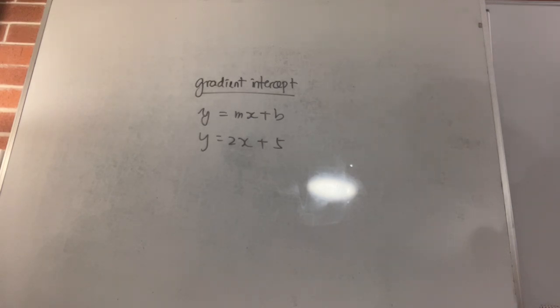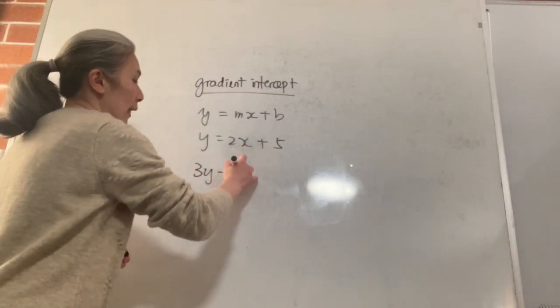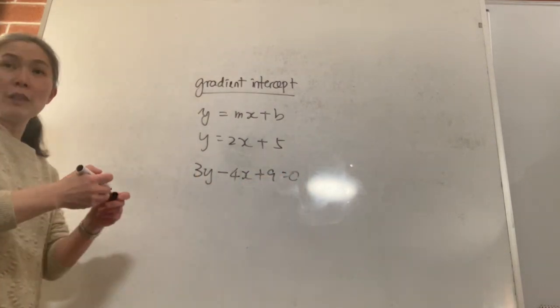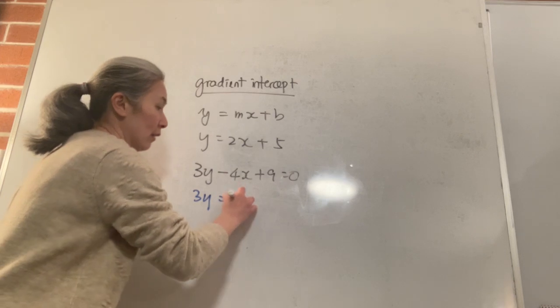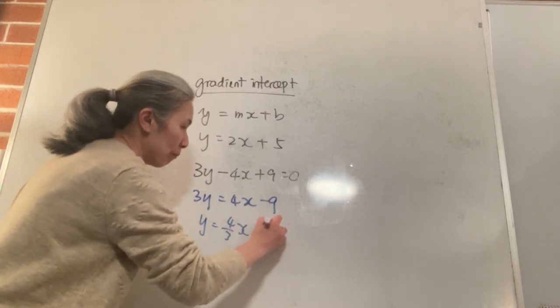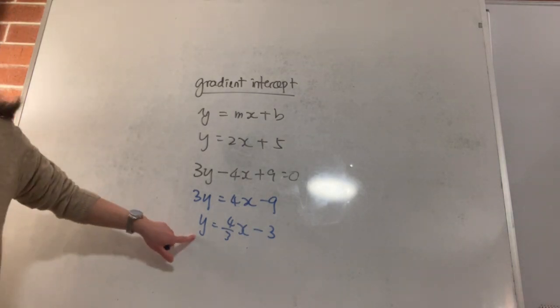If I have an equation, which is 3y minus 4x plus 9 equal to 0, and you need to write it in gradient intercept form, then y equals 4 over 3 x minus 3. That is the meaning of gradient intercept form. Rewrite the equation into that form.